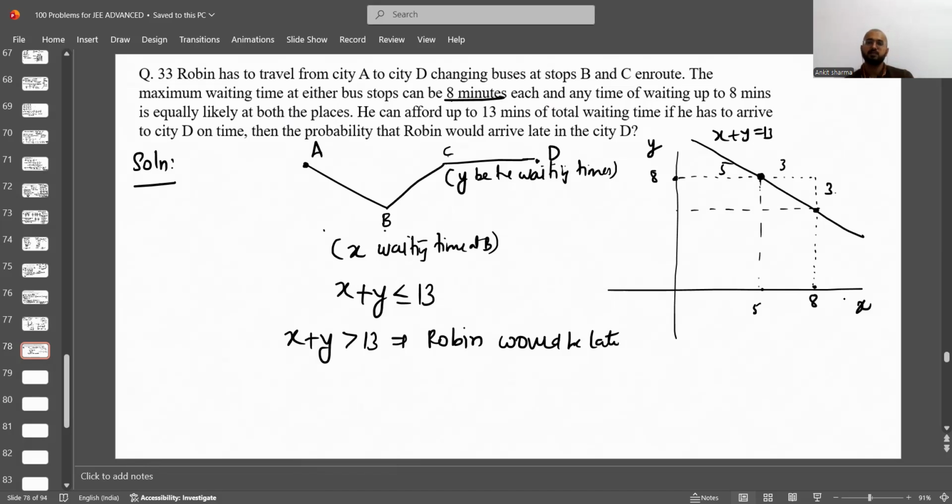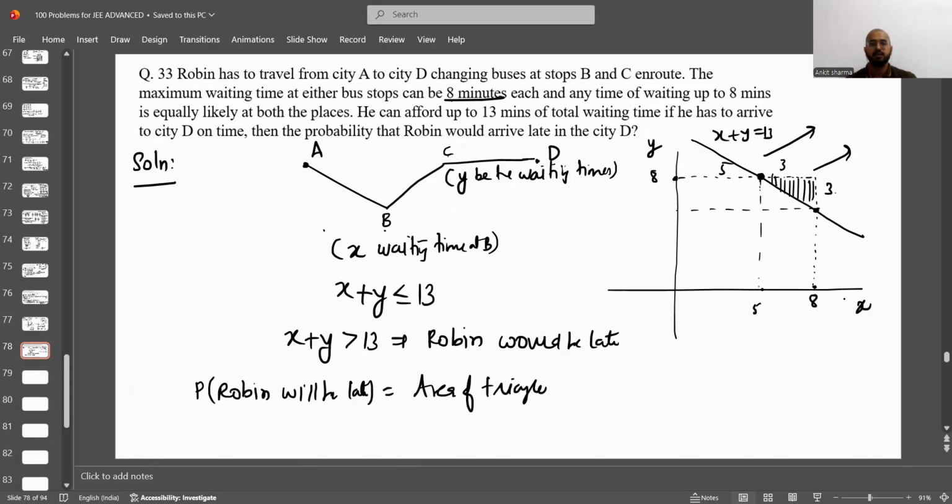Now, x plus y less than or equal to 13 is towards the origin, and x plus y more than 13 is away from the origin. So I want away from the origin, and this x and y, that means inside the rectangle it should be there. So if I want my probability, that means I'll be covering this area. Therefore, the probability that Robin will be late is nothing but the area of this triangle over the area of this square.